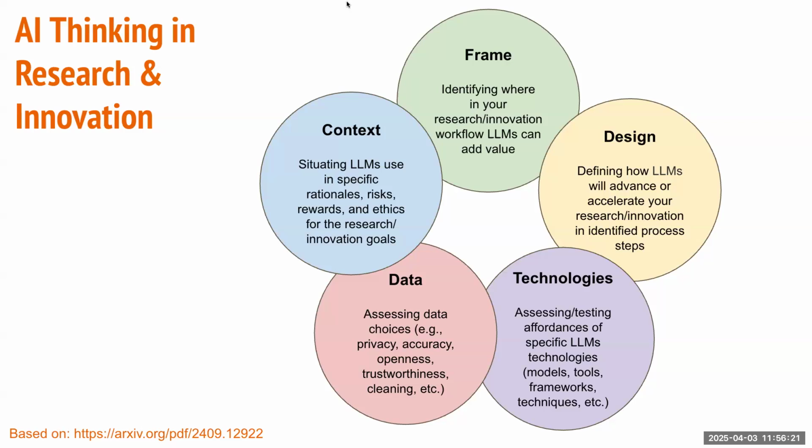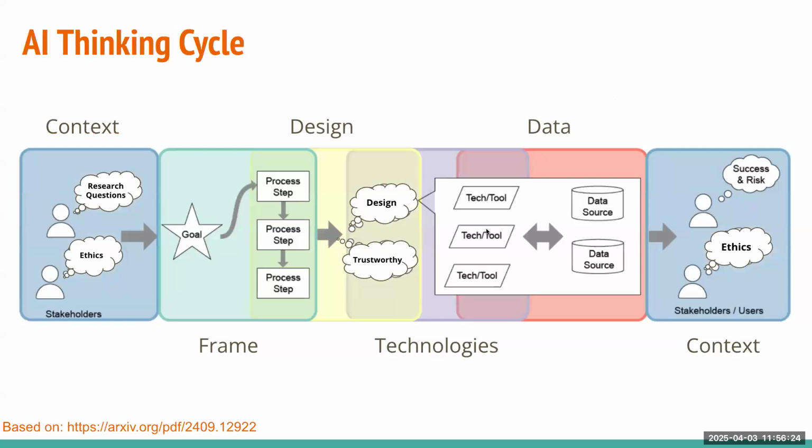How the authors laid it out, you can also think of it within your process. You start with research questions, and you want to think about ethics at that point as well. Then you come up with a goal for your research, and then you determine the process steps for achieving that goal. Then you design research and think about what would make it trustworthy research, which is what we'll be talking about. And then where do technology tools and data sources fit in? And then that takes you again back to your context.